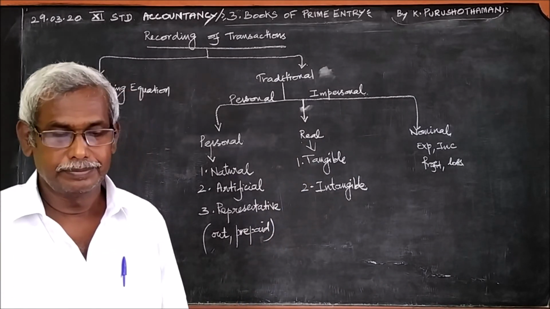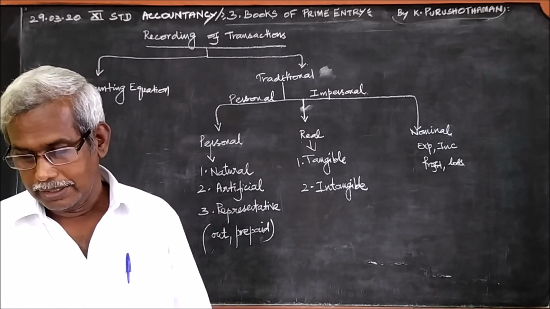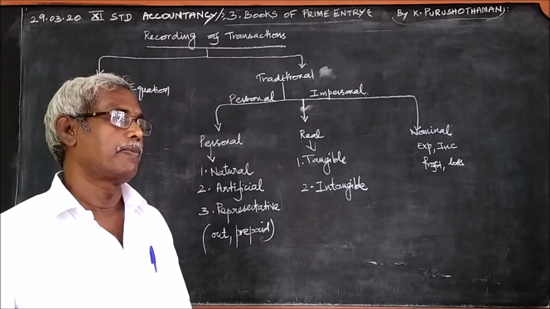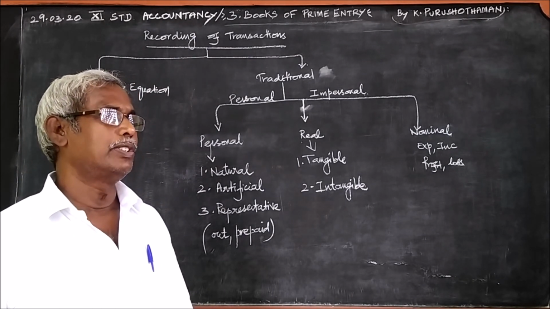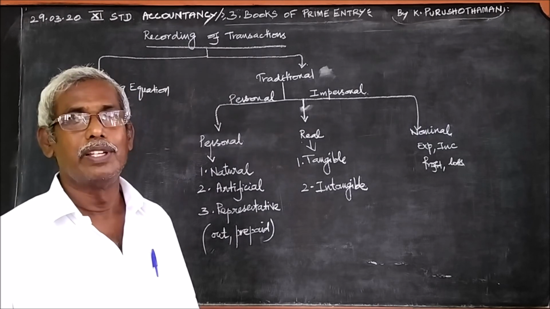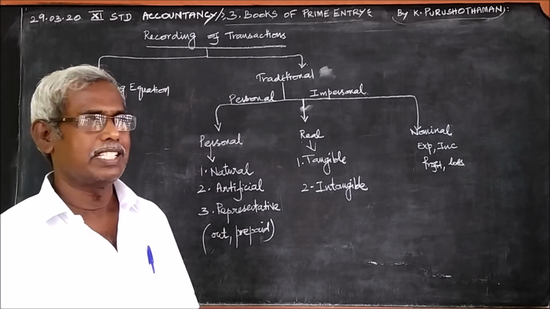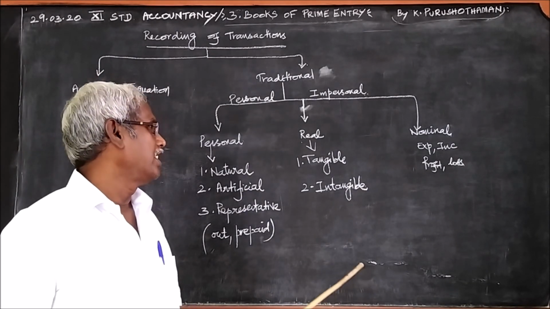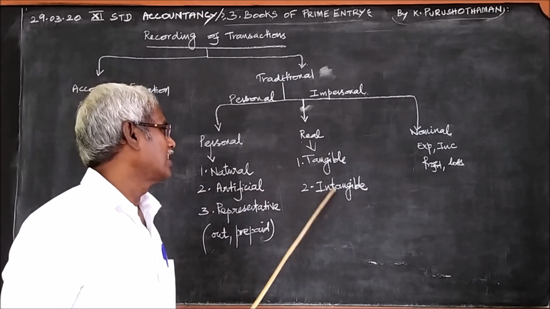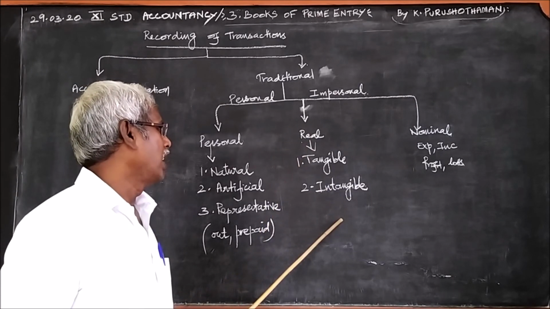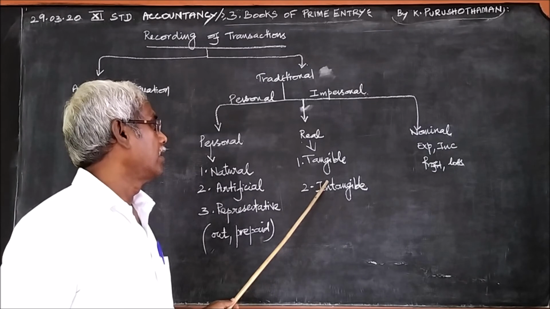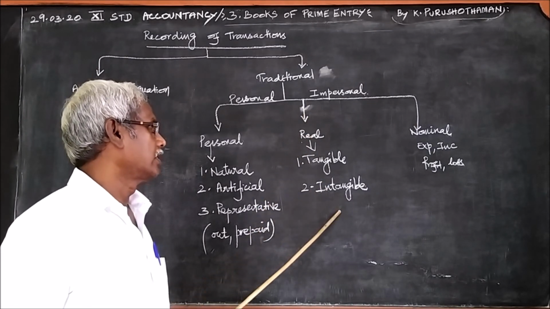Goodwill, patent, these assets we cannot see through our eyes. Will goodwill look like a good thought? No. See, goodwill is an asset, but we cannot see it. Those assets are called intangible assets. Those intangible assets are called real accounts. Therefore, tangible and intangible items are coming under real accounts.